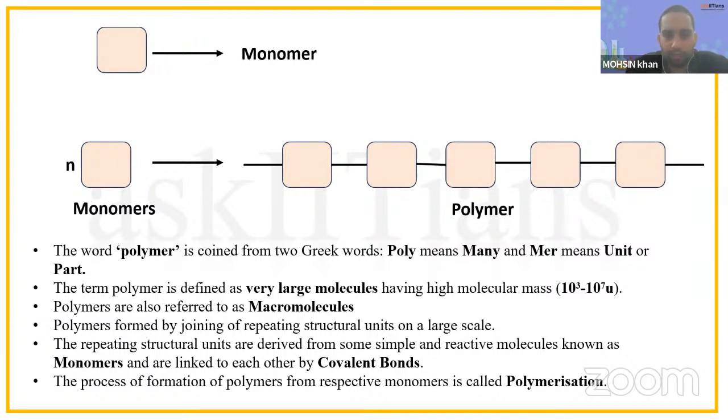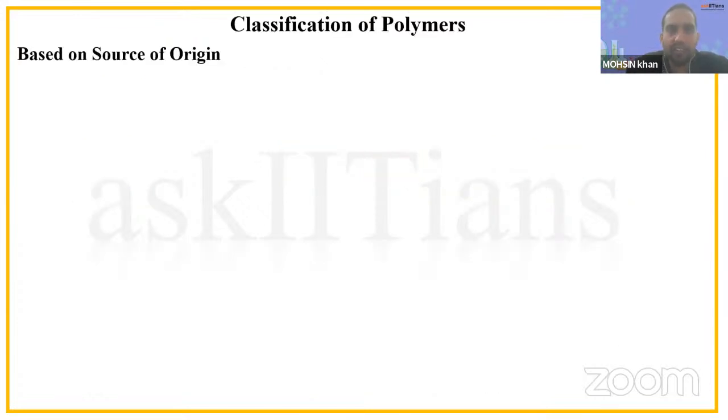The process of forming polymers from monomers is known as polymerization. So when we are forming a polymer by the combination of monomers, we are studying polymerization. Now we are classifying the polymers. The first classification is based on the origin, from where we get the polymer. So here we have first natural polymers.